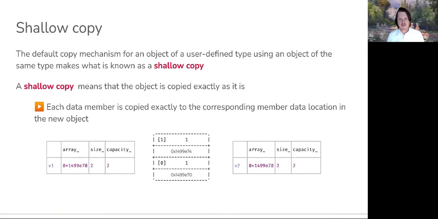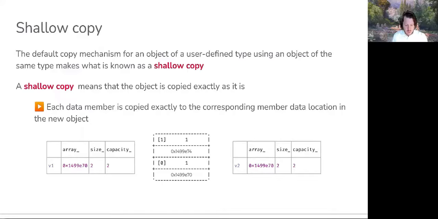So first, let's define more properly what a shallow copy is. In C++, the default copy mechanism, when we are initializing a user-defined type with an object of the same type, or assigning to an object of user-defined type an object of the same type, is what's known as a shallow copy. All a shallow copy effectively means is that the object is going to be copied exactly as is during the initialization or assignment process. So each data member is going to be effectively copied exactly as it presents to the corresponding member data location in the other object.